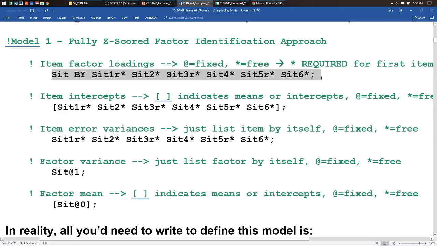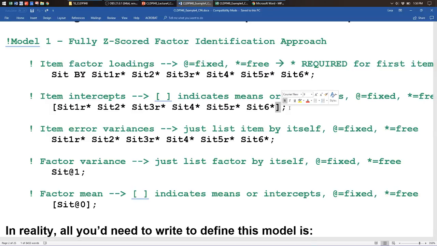So these are your 6 factor loadings. That's what you're asking for. These same words inside brackets refer to intercepts or means. The difference is that an intercept is what it's called when it is an outcome being predicted by something else, whereas a mean is what it's called when it is unconditional, when it's a predictor. Mplus knows, based on the context of your model, which it is.